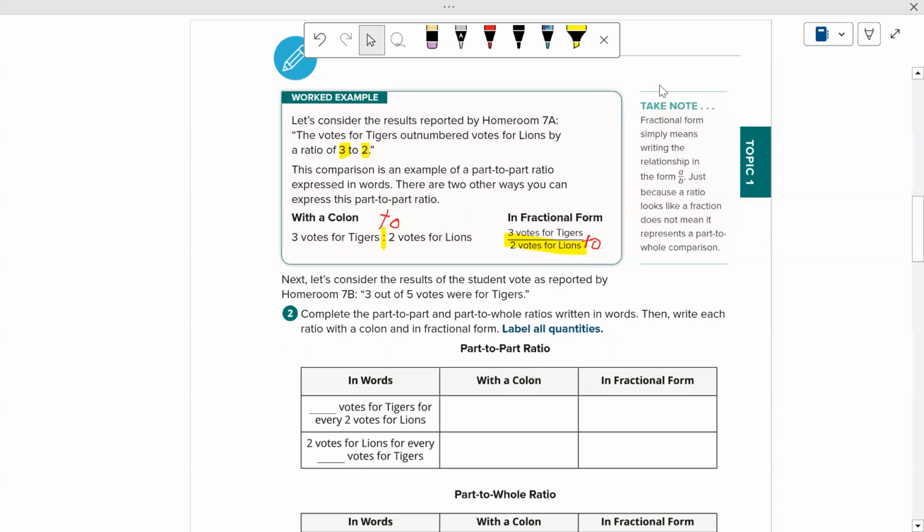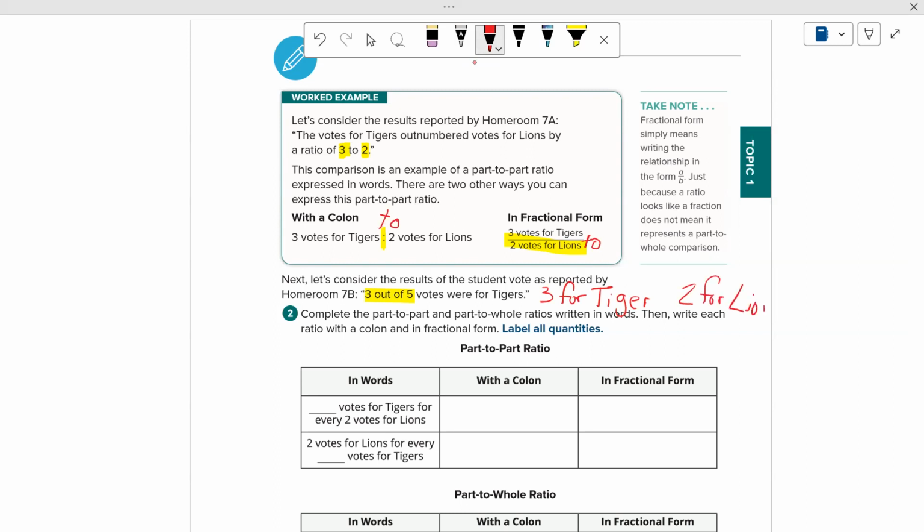So if we wanted to look at homeroom 7B here, next let's consider the results for students' votes as reported by homeroom 7B, that 3 out of 5 votes were for tigers. Remember, this was a part to whole ratio. So if there were 3 votes for tigers, that means that there were how many votes for lions? There were 2 votes for lions. So there were 3 votes for tigers, and there would be 2 for lions.